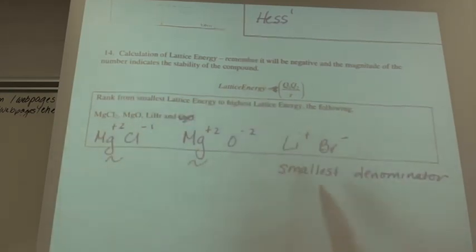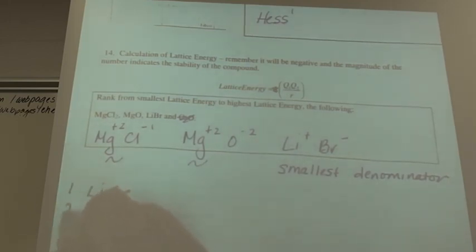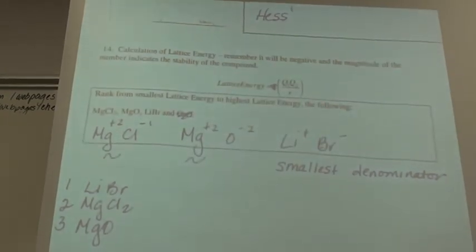The charge will override the denominator. So when we look at this, the smallest lattice energy would be the lithium bromide because of the small charge. And then the second one would be the magnesium chloride, once again because of the smaller charge. And the biggest lattice energy would be given off when these 2 make an ionic bond. So to rank them: small, medium, large. Good? Well, if not good, done.